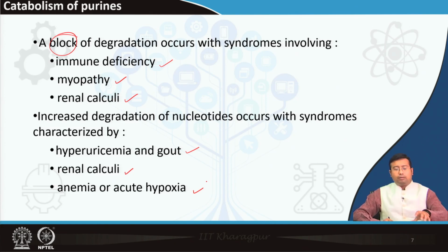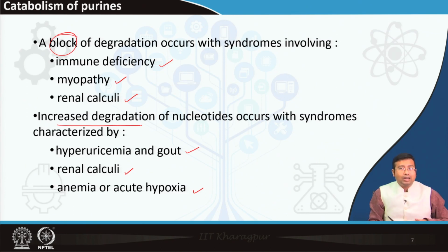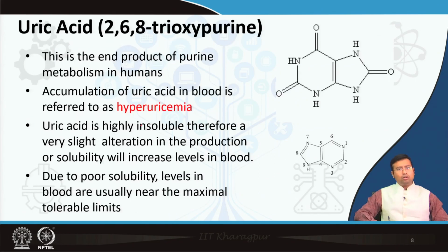So, one of them may come as a multiple choice question and an all-except symptom may be given. So, you need to be very mindful. For example, immunodeficiency does not occur in diseases which are characterized by increased degradation of nucleotides, alright. It only occurs in a block of the degradation pathway. So, be careful. So, we need to know about uric acid.